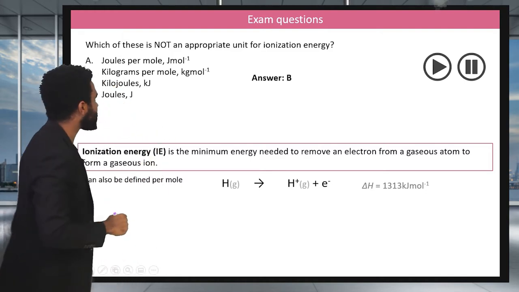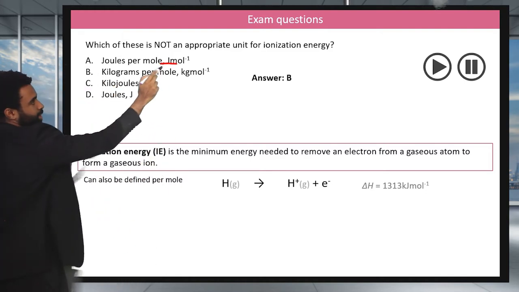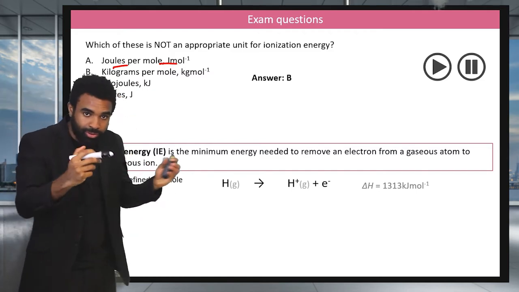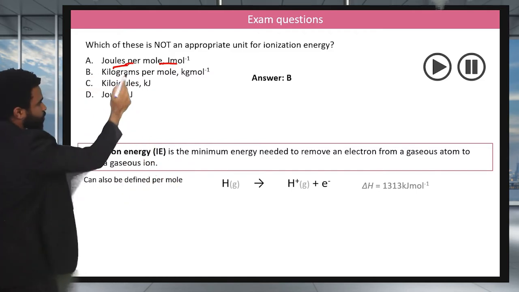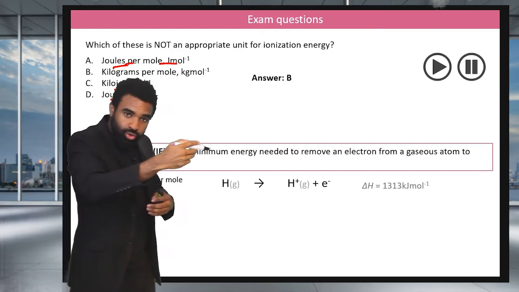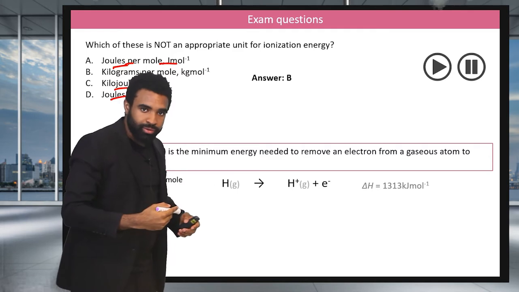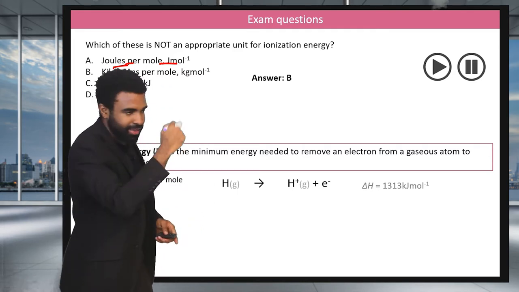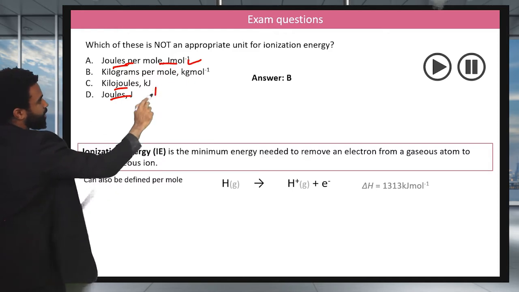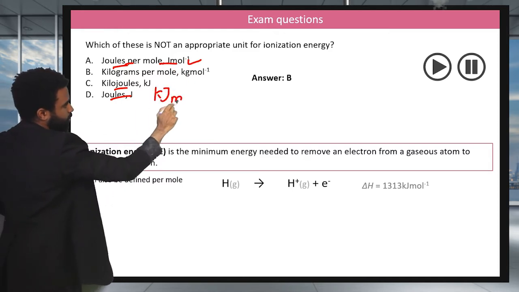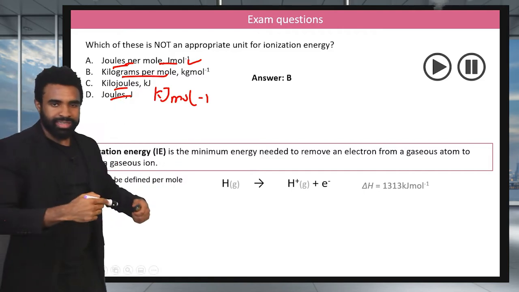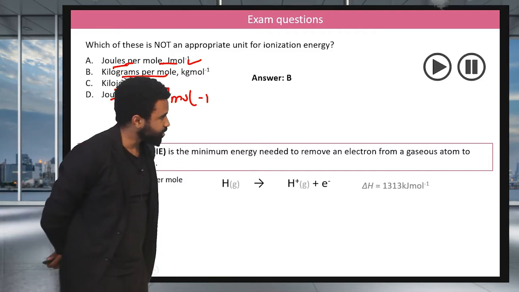The answer is B, right? So joules per mole, yes, that could work. Ionization energy is an amount of energy, so joules or kilojoules could work. And also, we could define the joules or kilojoules per mole of electrons or per mole of atoms, like I discussed in the first slide. So this would work. You could also have kilojoules per mole, okay? But kilograms per mole makes no sense in the context of describing energy.